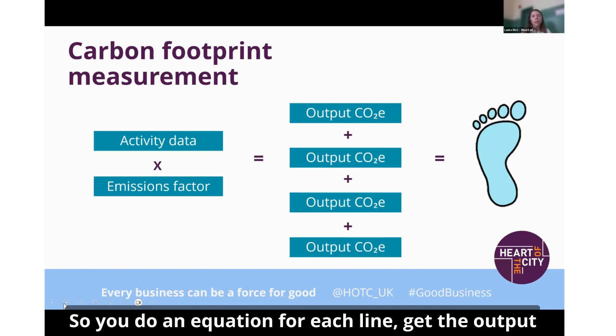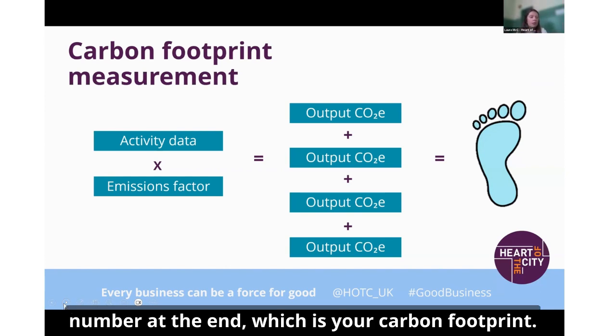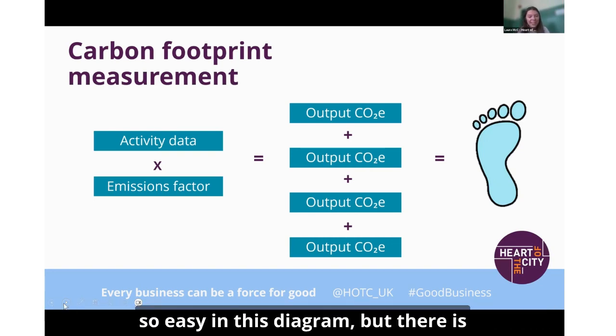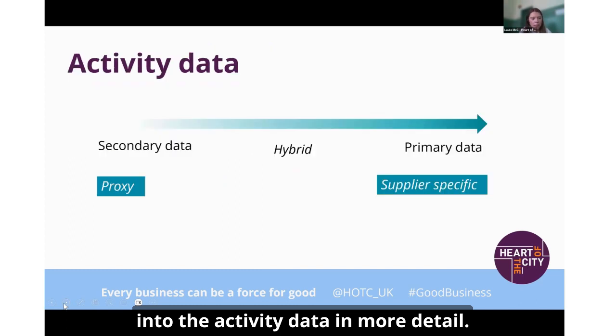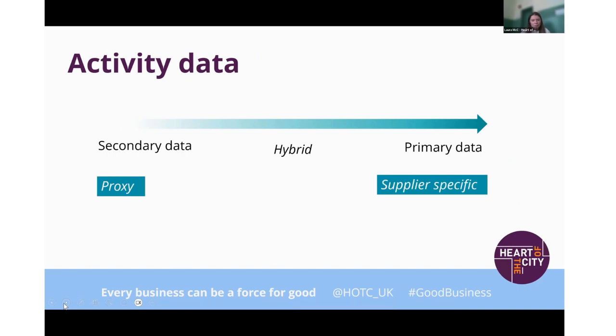So you do an equation for each line, get the output in CO2e, add them all together to get that one number at the end, which is your carbon footprint. I have made carbon footprint measurement seem so easy in this diagram, but there is a bit more to it than that. So on the next slide, I will go into the activity data in more detail. This is a bit of a deeper dive.